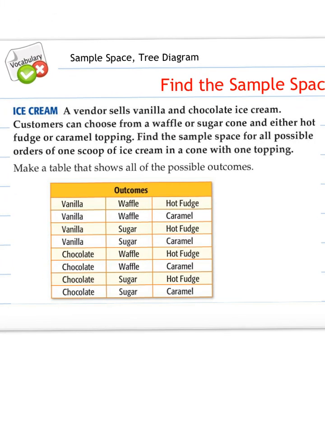So you can either get vanilla ice cream or chocolate ice cream. Then within there, you can choose if you want a waffle cone or a sugar cone. And then you can choose your topping of hot fudge or caramel for each of those. Okay? And the same thing for chocolate. You choose your type of cone and then which topping you would like. And that's how you find the total sample space, the total number of outcomes for this situation.